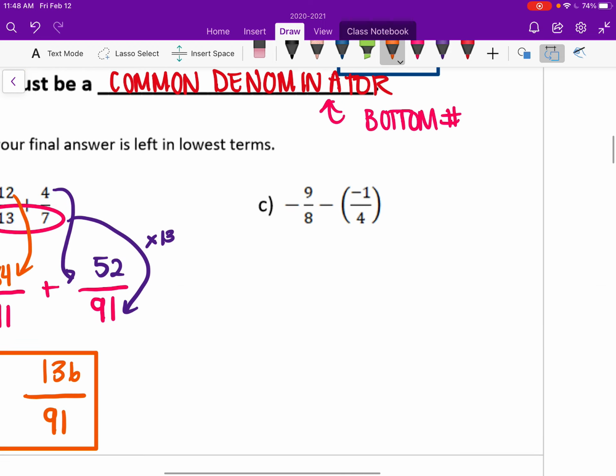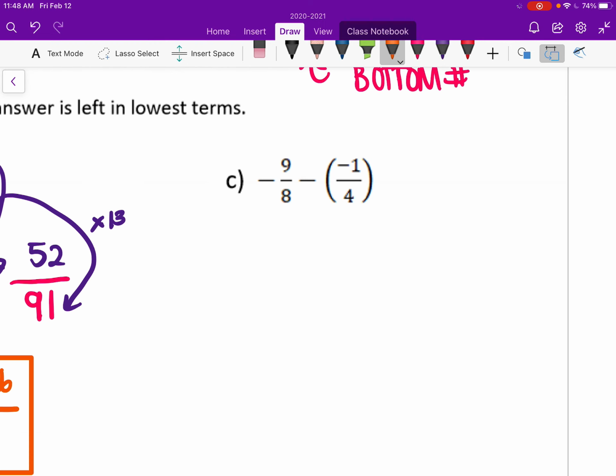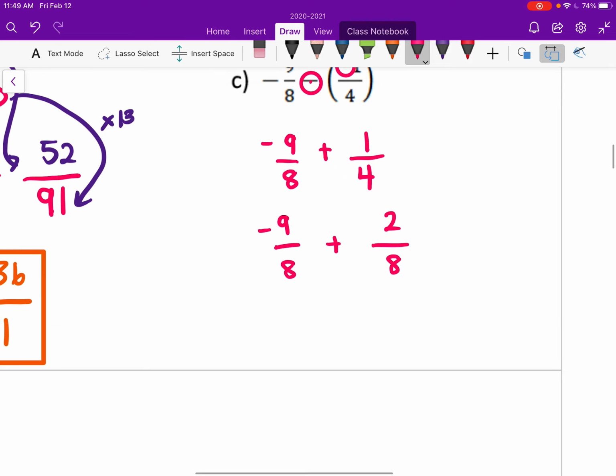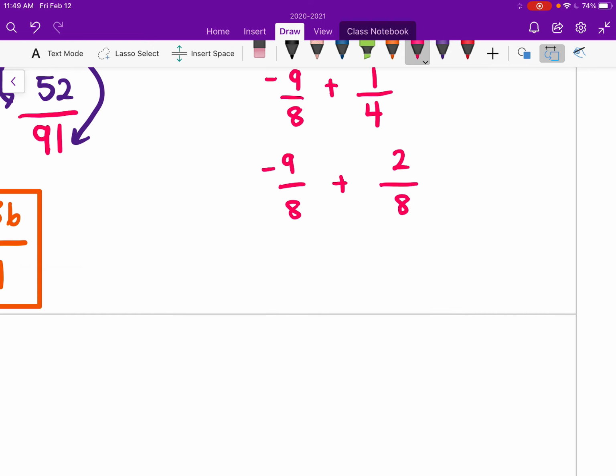Okay? Moving onwards. We're going to do negative 9 over 8 minus negative 1 over 2. Before we even get started, let's get rid of those negatives. So I have negative 9 over 8. This is a negative and a negative, so it'll turn into a positive, so it'll become 1 over 4. Now I can just put everything over 8. So I'm going to leave the 9 and 8 alone, and I'm just going to change this 1 over 4 to 2 over 8 because it's an equivalent fraction. Then I'm going to do negative 9 plus 2, which is going to give me negative 7 over 8, and that's my answer.